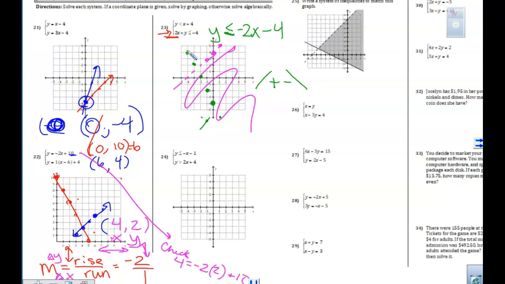Kaden, solid or dashed? Solid. Solid line. Ben, am I shading above or below that solid line? Because we read this as what? Y is, oh, wait. Yeah, we want to call this less or equal to -2x minus 4. So tell me again, where do you want me to shade? Above the green line or below it? Below. And this is where my final answer is.